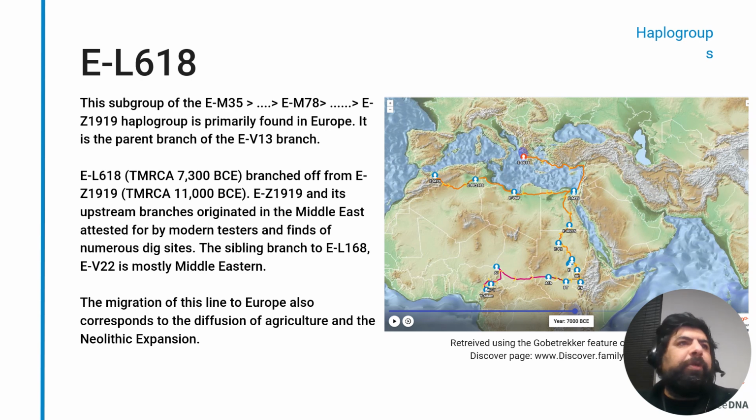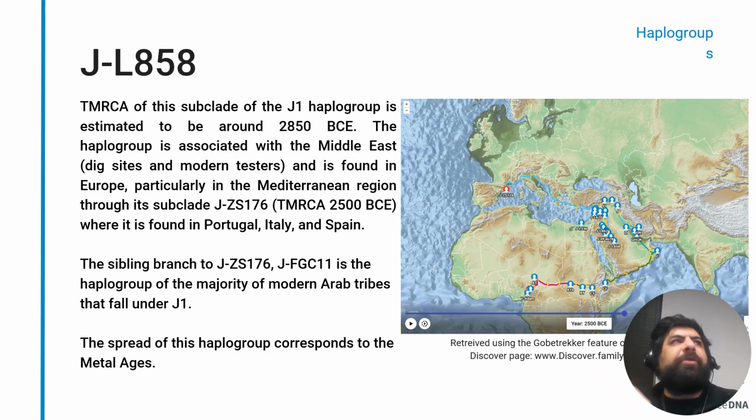EV22 is mostly Middle Eastern, and the sibling branch L168 as well, and the dig sites are mainly in the Middle East. L168 is the sibling branch. EV22 is mostly Middle Eastern, and L162 is the one that diffused to Europe. Another example, L858, which is part of the German haplogroup. This is a more recent migration event.